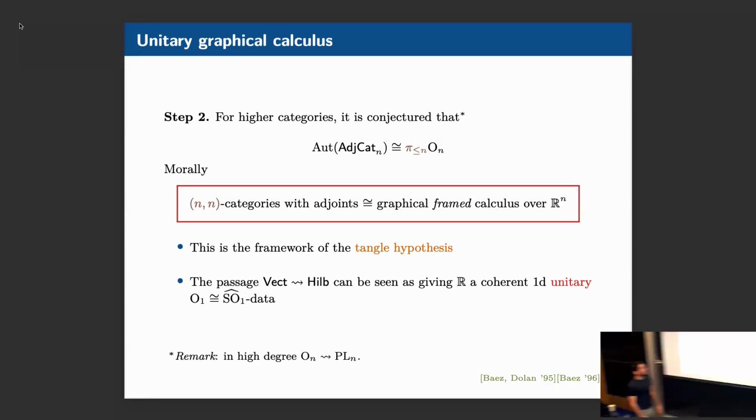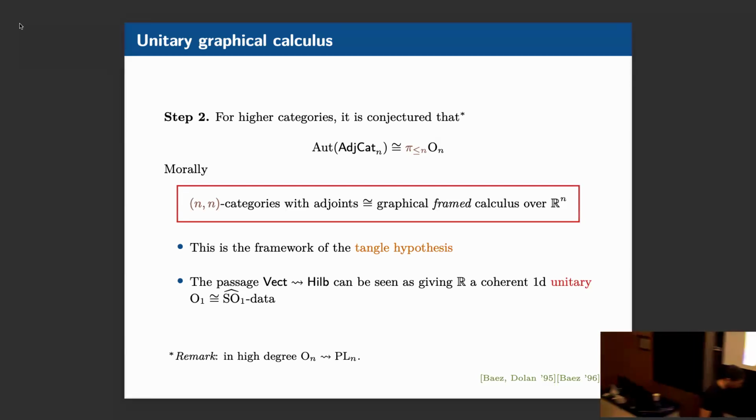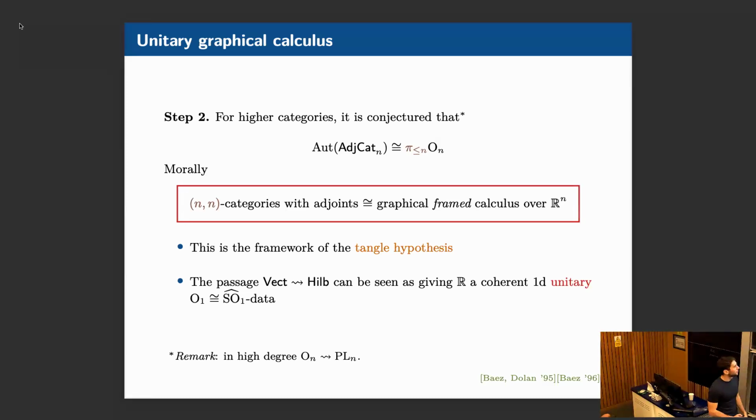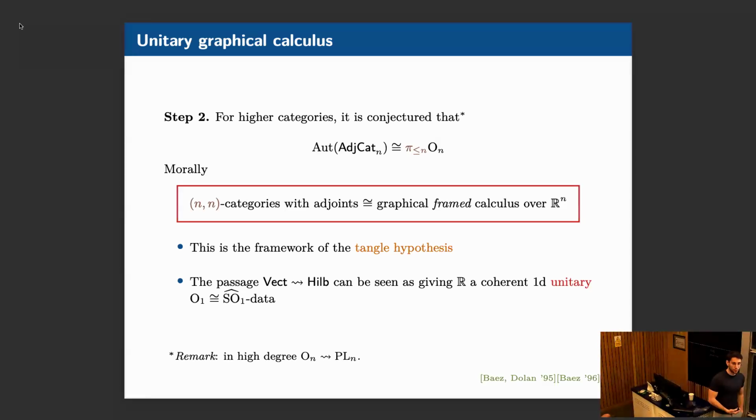There is a current conjecture, which is in this statement here, that says that the automorphism group of a category with adjoints is the orthogonal group. And we can interpret this kind of statement in the following way, which is that n-categories with adjoints can be seen precisely as a good tool to formalize the notions of graphical calculus over R^n in a framed way.